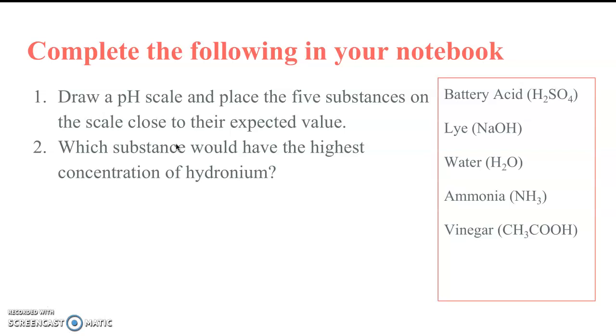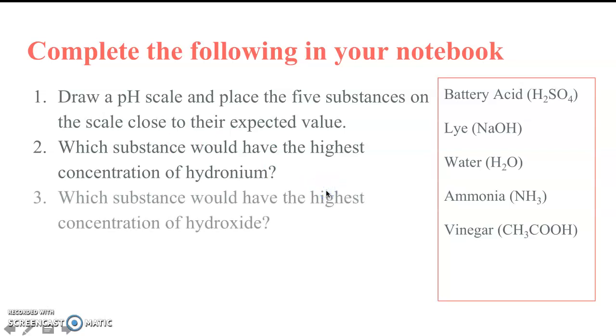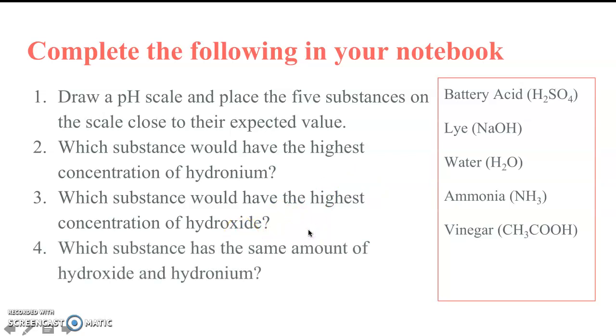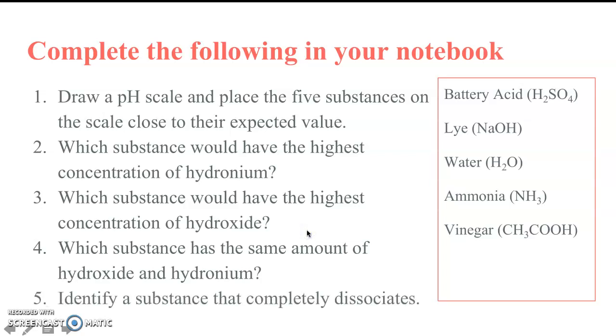After you finish with those values, I would like you to identify which of these 5 substances have the highest concentration of hydronium, which of them have the highest concentration of hydroxide, which one has the same amount of hydroxide and hydronium, and lastly, identify a substance that completely dissociates. There's 2 answers. Picking just one will be fine. So please pause the video and complete this in your notebook before moving on.